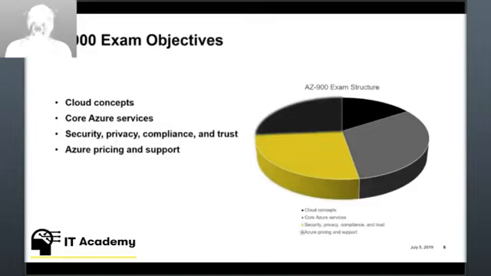So the AZ-900 exam is structured around 4 areas, and funnily enough, they map directly to the modules and the lessons we're going to teach on this course. So again, it's about understanding the cloud concepts. What is the cloud? How does Azure fit into the concept of what a cloud is? Azure core services, what are the things you can build on Azure? What are the things that Azure does to make it easier for you to host and run services? Security, privacy, compliance, and trust, that's quite a big module.